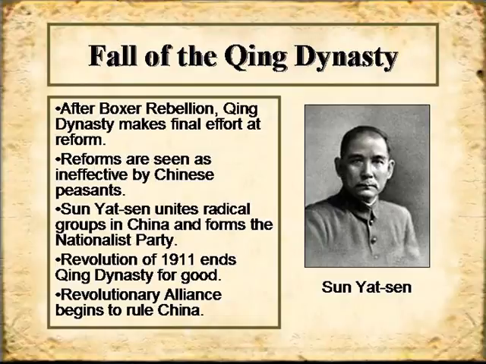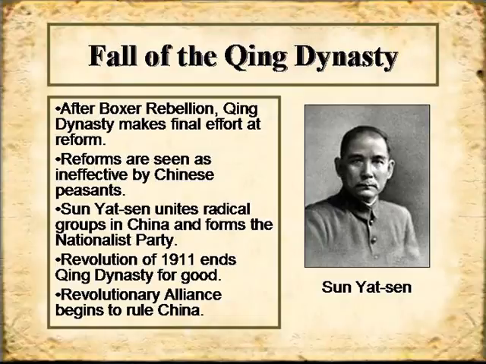But because of this internal dissent, we really see the ultimate demise or fall of the Qing dynasty. And the Boxer Rebellion is kind of that last nail in the coffin. The Qing dynasty leaders still try to do one last kind of effort at reform, but the Chinese peasants are already beyond the point of wanting to try to work with this dynasty and are upset. And so we have a peasant leader named Sun Yat-sen who unites some of the groups in China and forms a nationalist party that is in opposition to the Qing dynasty. And this leads to a revolution in 1911, and the Qing dynasty ends at that point.